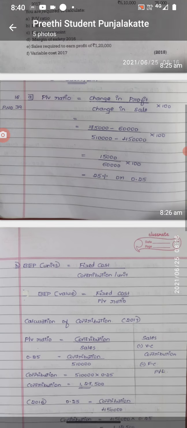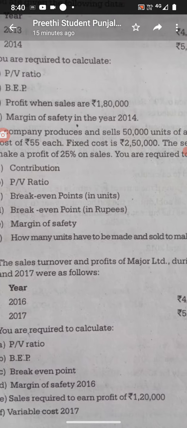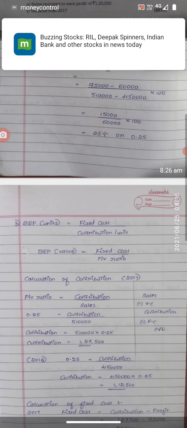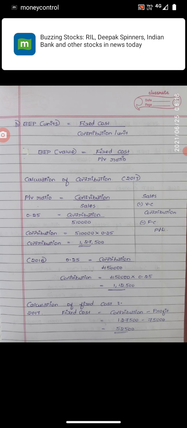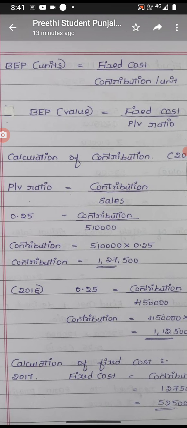In the question you see here they have given second BEP. They have given just BEP. They have not mentioned whether it is BEP in units or BEP in value. So we have to write both the formulas. BEP in units, fixed cost divided by contribution per unit. BEP in value, fixed cost divided by PV ratio.